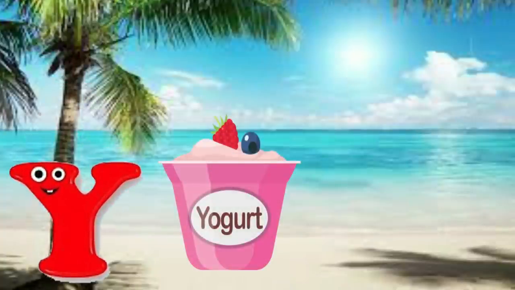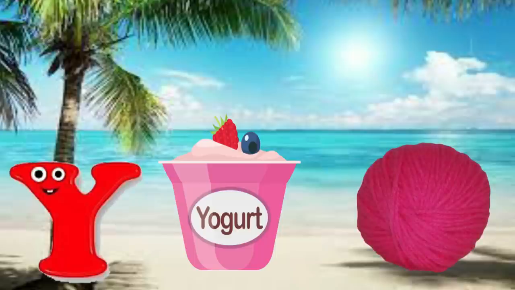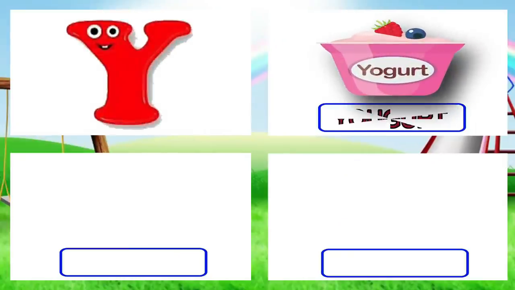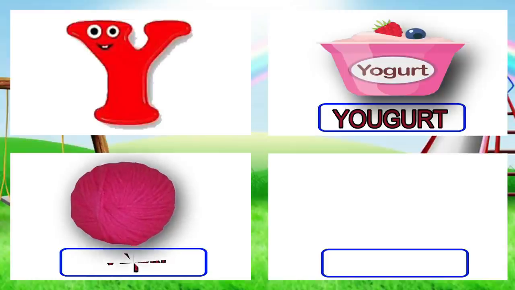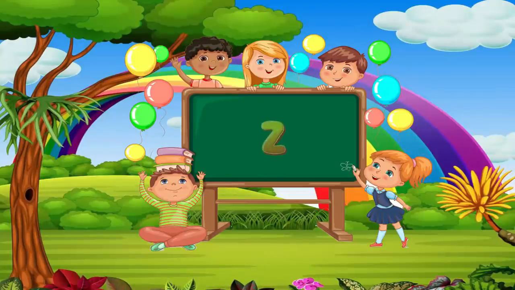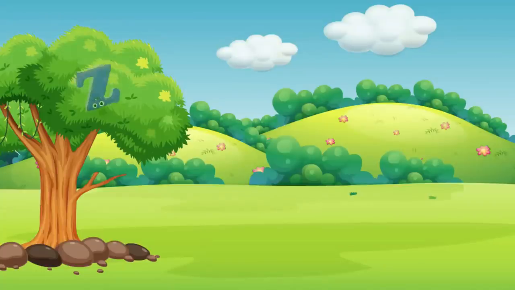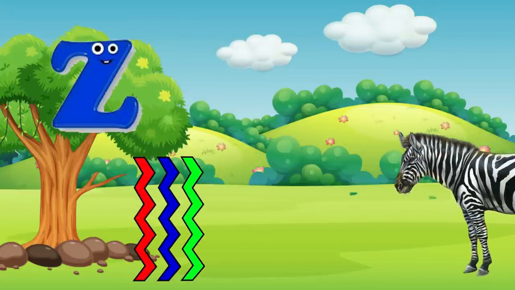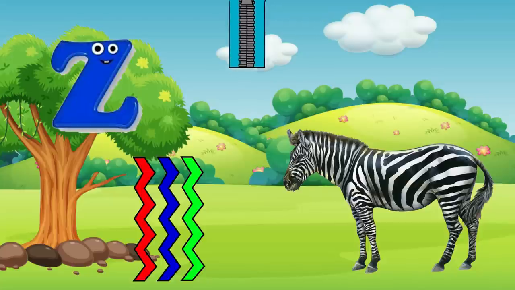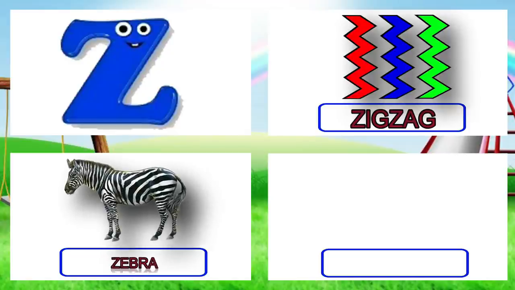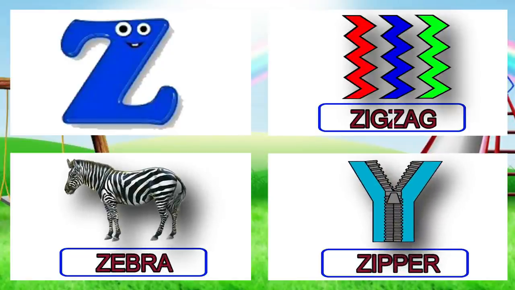Y. Y for yogurt. Y for yarn. Y for yacht. Y for yogurt. Y for yarn. Y for yacht. Z. Z for zigzag. Z for zebra. Z for zipper. Z for zigzag. Z for zebra. Z for zipper.